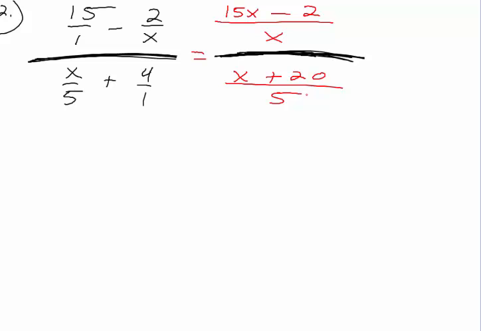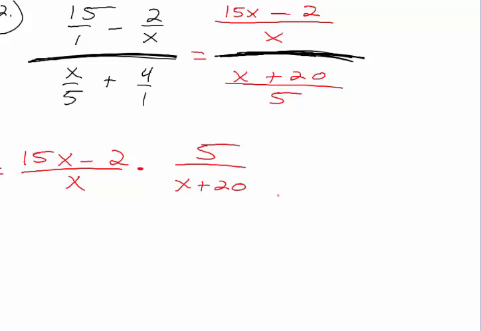Now, how do I divide fractions? By the denominator. I take the top fraction as it sits, and I multiply by the reciprocal of the denominator, which is the second fraction from the bottom here. And I get 5 over x plus 20.